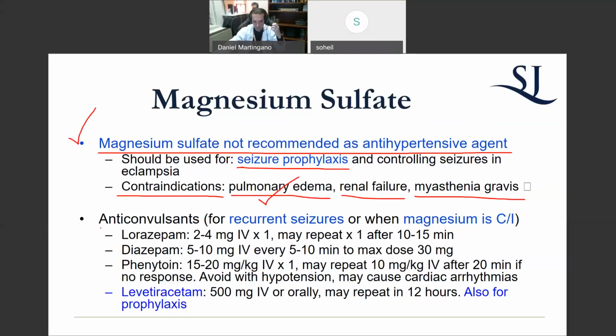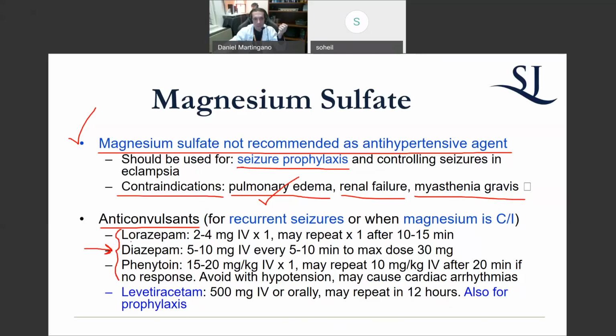Now, if you have a seizure develop, you have eclampsia, you give MAG to prevent recurrent seizures, okay? But you have to treat that seizure. And the way you treat it is to break the seizure like any other seizure. You use a benzodiazepine. So you can use diazepam, lorazepam, Ativan, whatever you want.